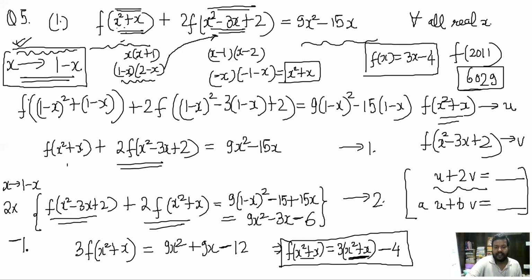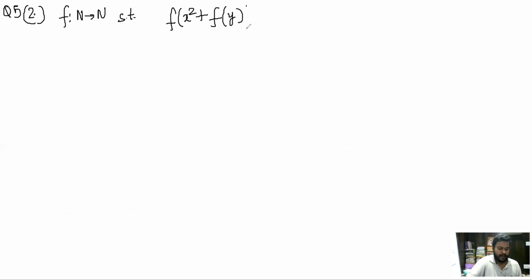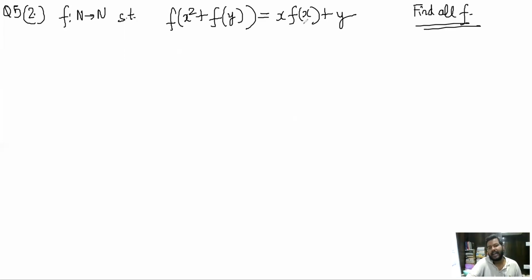Okay, and the last question that we will do is another functional equation, question 5 part 2, which was f is from n to n such that f of x square plus f of y is equal to x f of x plus y, right? Great. So what do I have to find? Find all such functions, basically. Find all f such that this happens.